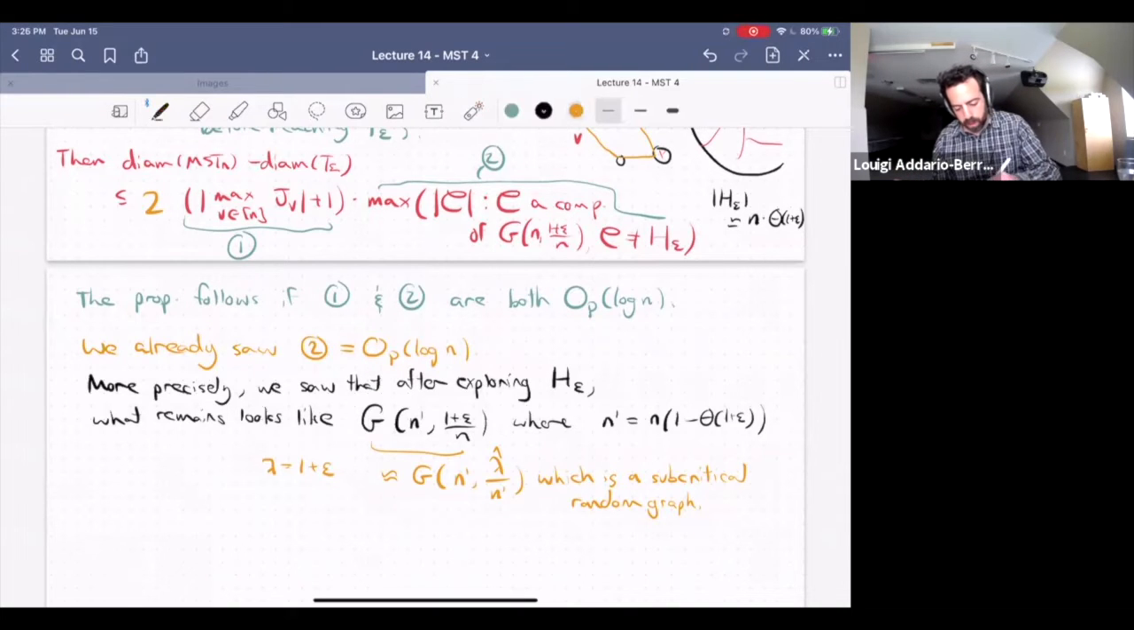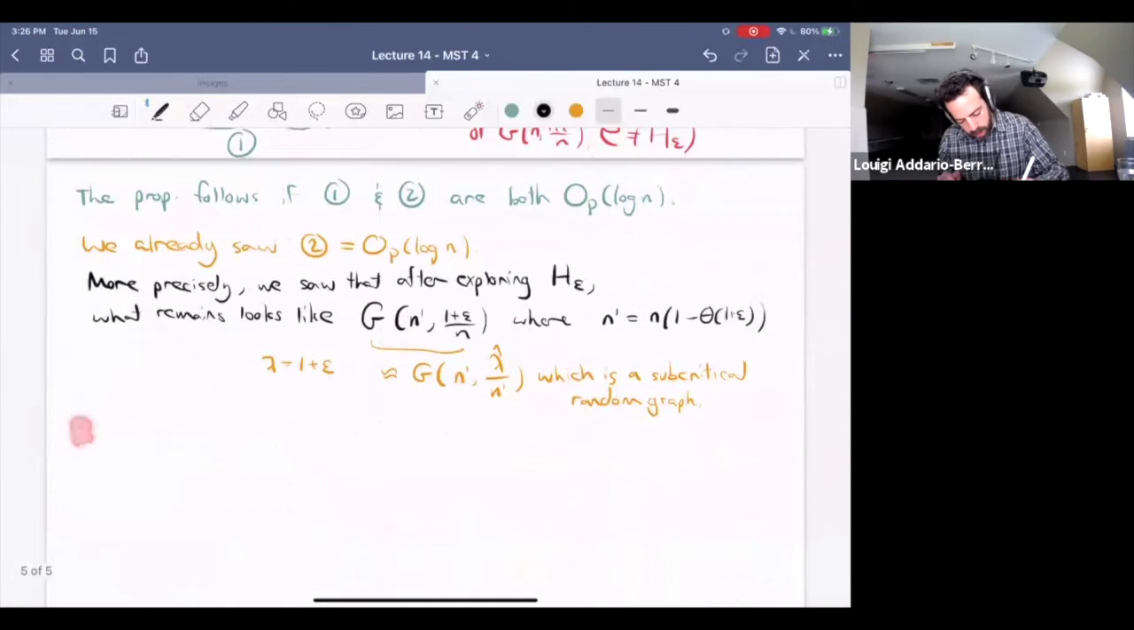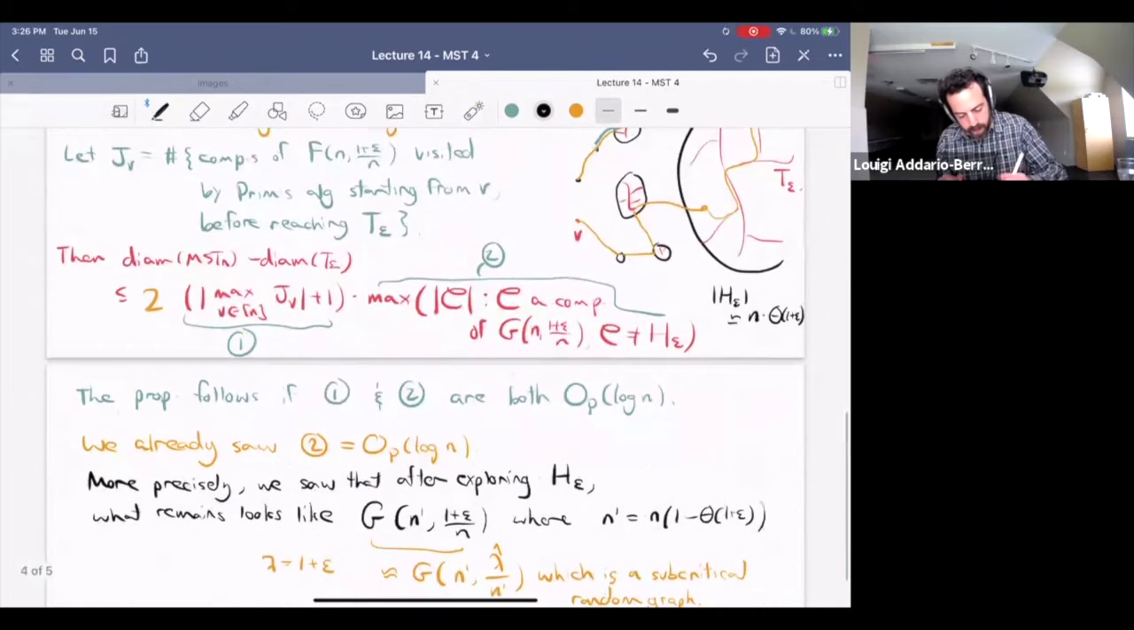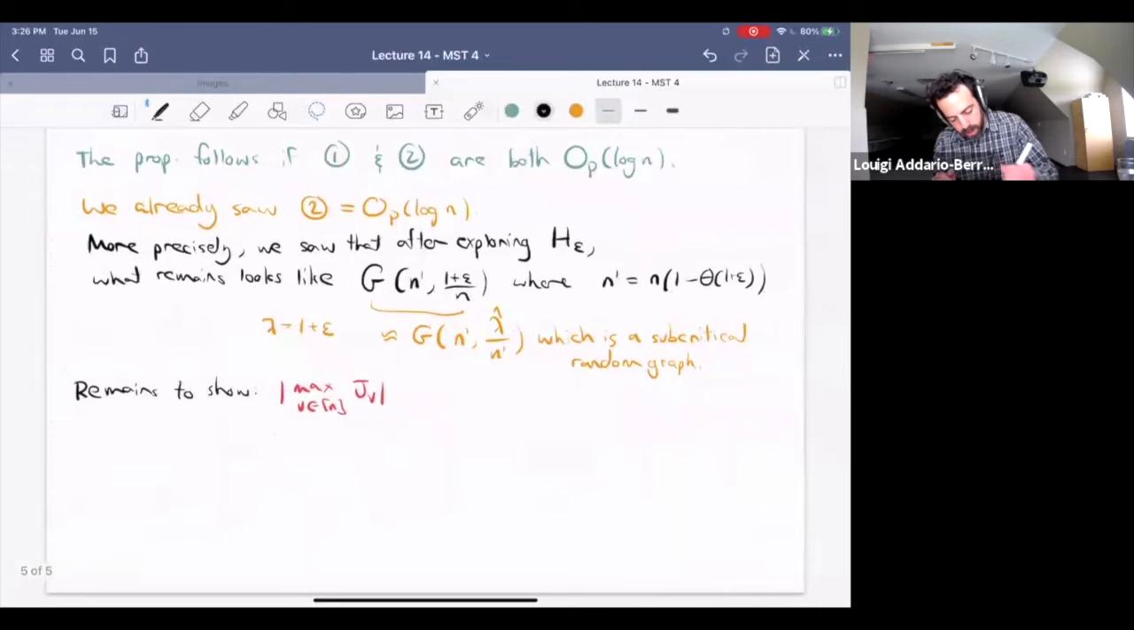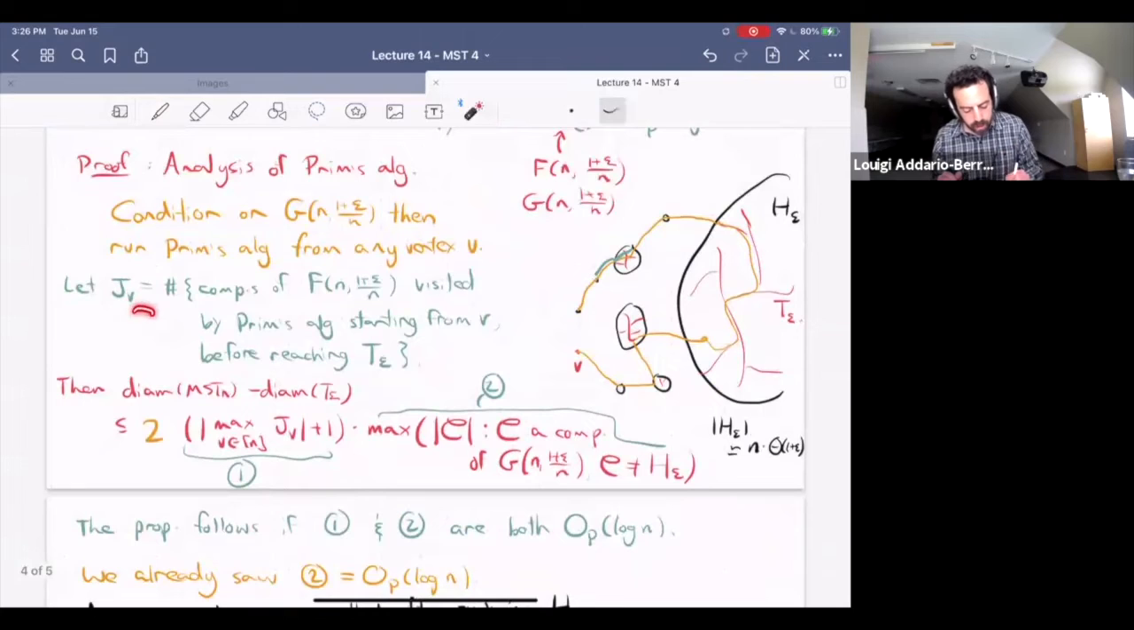And so I want to really focus on this first term. Given that, it remains to show that this quantity here is order log n in probability. Remember, what's J again? J is the number of hops. If you run Prim's algorithm but only count the steps which go between components before you reach H epsilon, J is the number of such hops. And then we're maximizing that over all components.